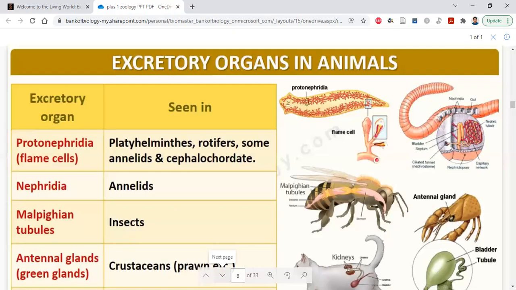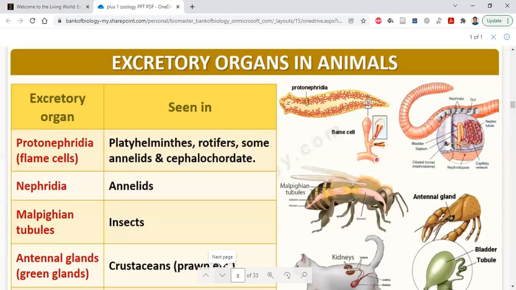Considering ammonotelic organisms: in protozoa, the contractile vacuoles help in excretion. In phylum Porifera, excretion is through the general surface of the body, and they are also ammonotelic. In phylum Coelenterata, it is also the general surface of the body only. Platyhelminthes we have just seen. In phylum Nematoda, H-shaped excretory organs called renette cells are present, and they are also ammonotelic. In annelida, as we have seen, it is the nephridial system.